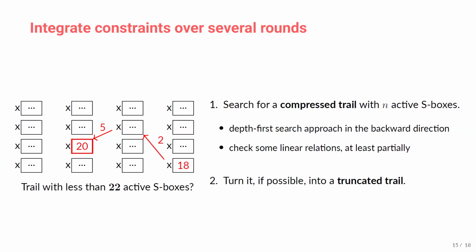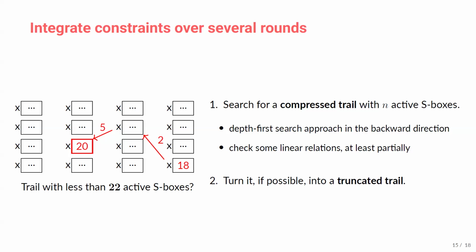And we use two criteria to prune the tree. We prune the tree if the number of active iceboxes is too high. So here, for example, we prune the tree because 20 plus 5 plus 2 is above 22. And we also prune the tree if we detect some linear inconsistencies.